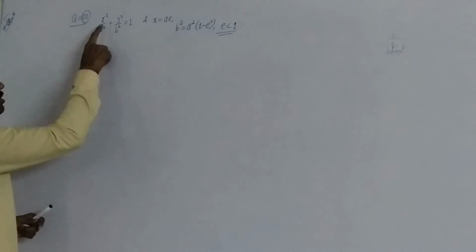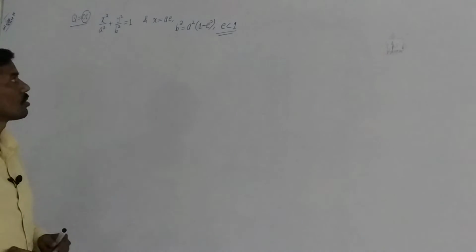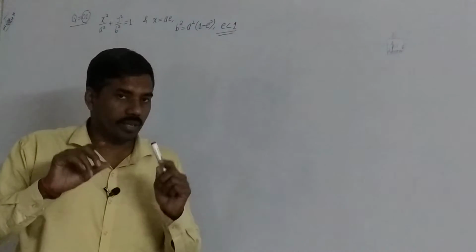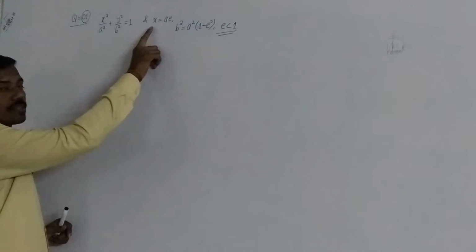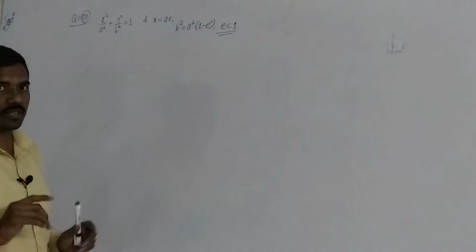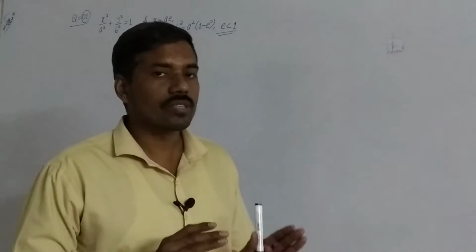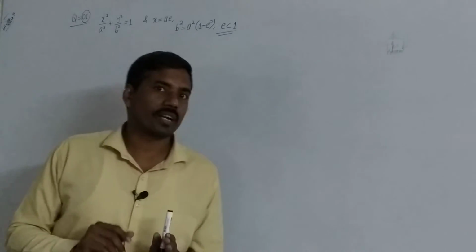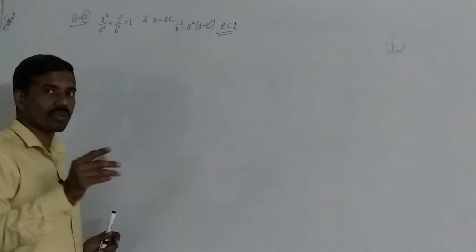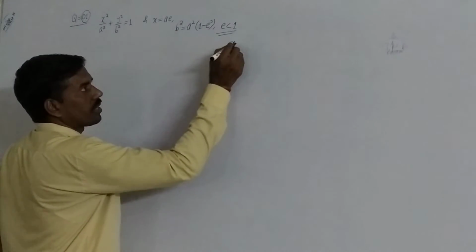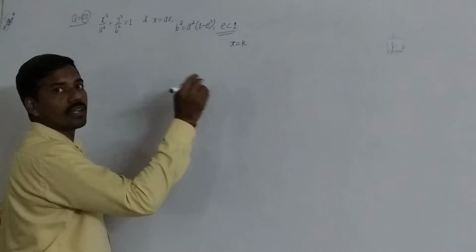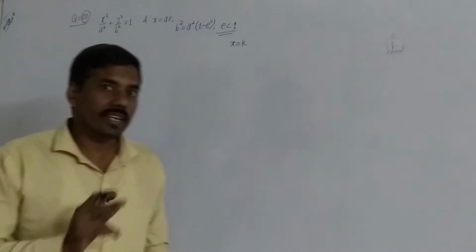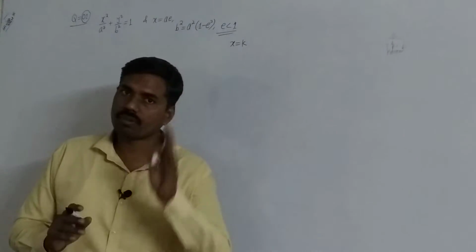Okay. So x square upon a square plus y square upon b square is equal to 1 is the equation of ellipse which is symmetric with the x axis. Okay. The second curve is x is equal to AE, and a is the constant. Since x is equal to k is the equation of a line which is parallel to y axis at a distance of k unit to the right side of y axis.